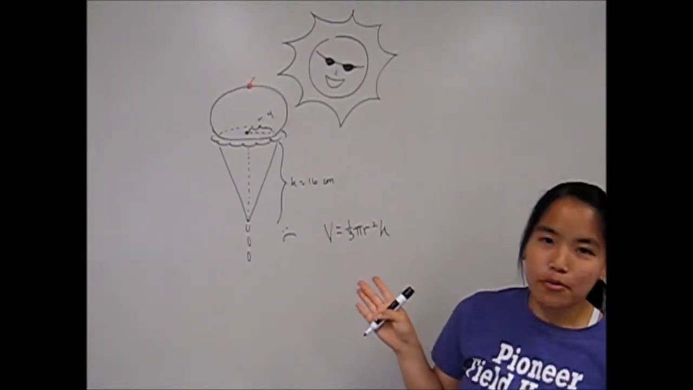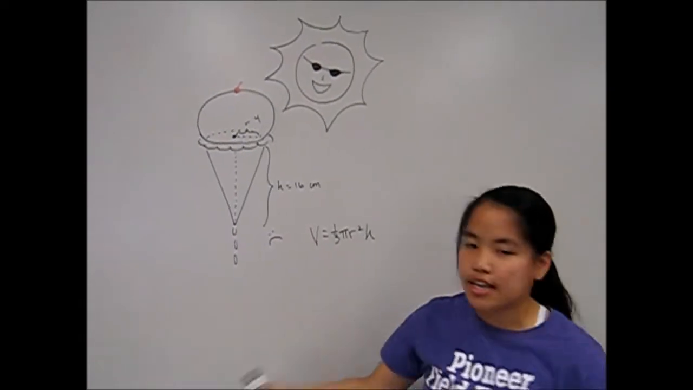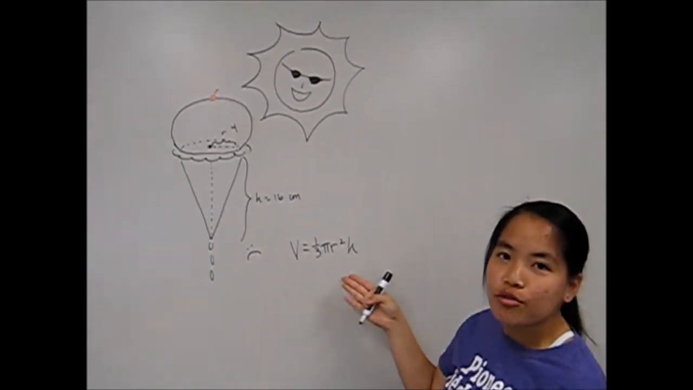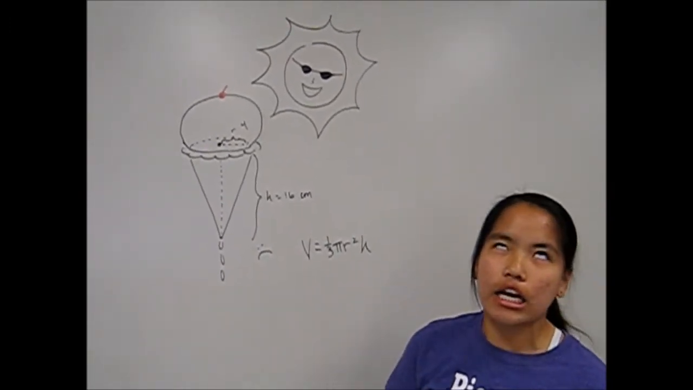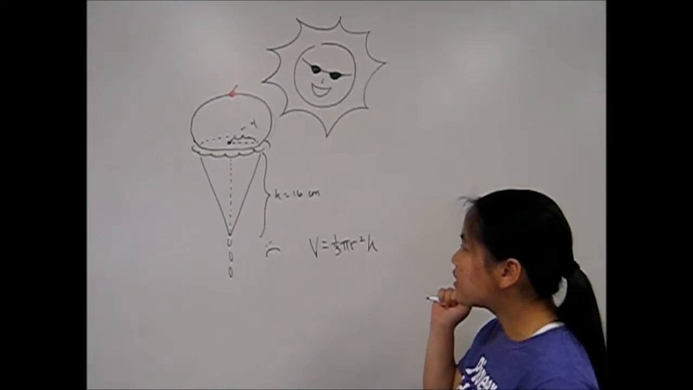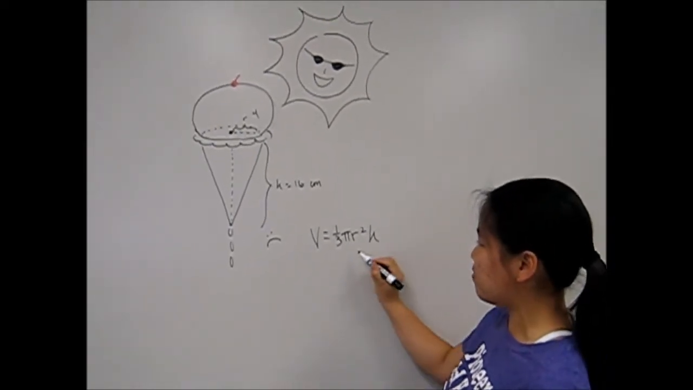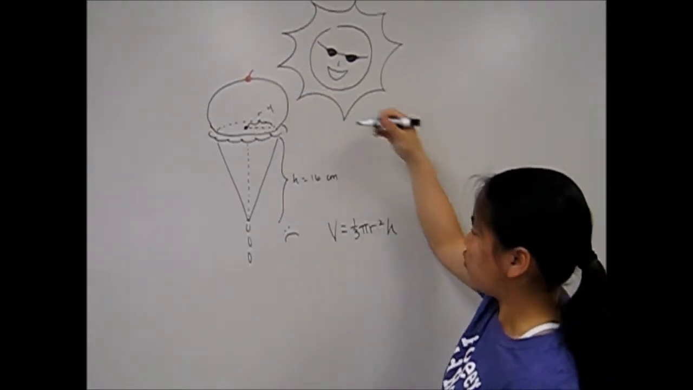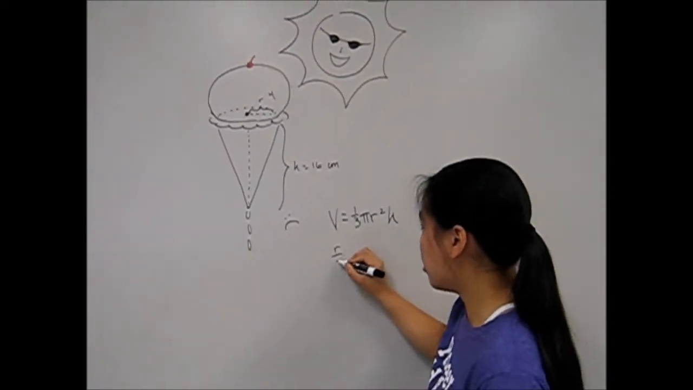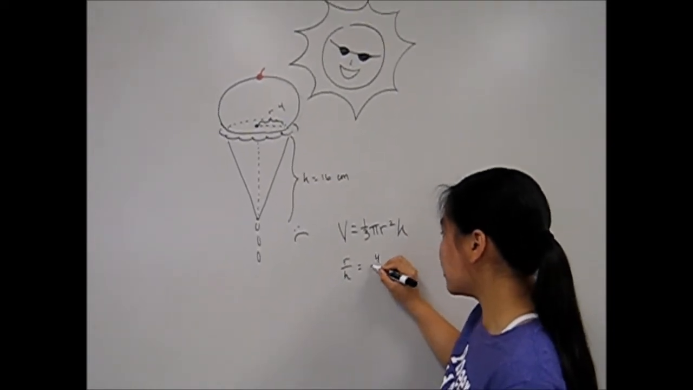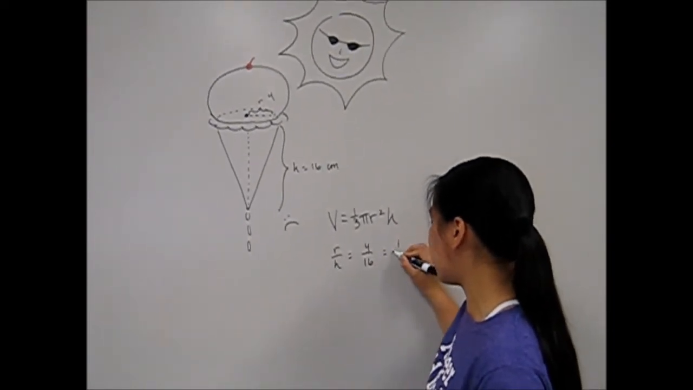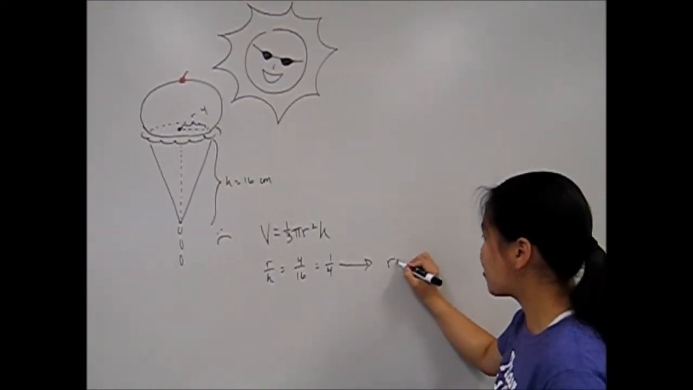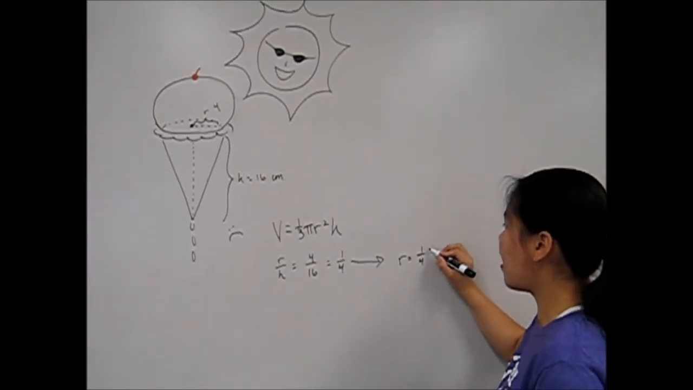Now, usually for related rates, you just differentiate both sides and plug in the known values. But you see, when we solve for volume, we have two variables, and it's terrible. Now, to simplify that, we are going to put this as one variable. And as you can see from here, r to h is 4 to 16, which equals 1/4. So that means that r equals 1/4 of the height.